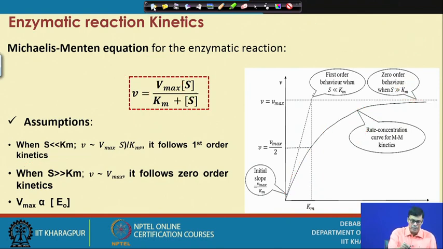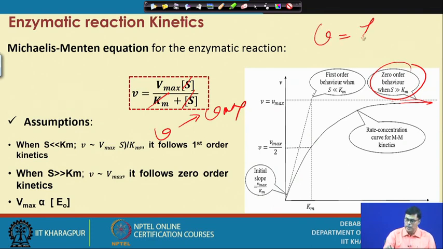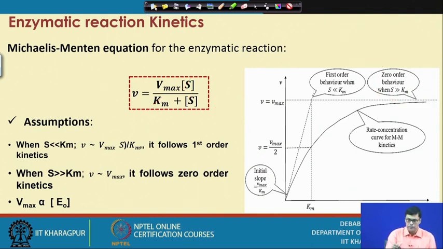Now, in case S is very high, then we can ignore Km, the S will cancel, and V tends to Vmax. This is exactly what happens here. Then what is the reaction? The reaction follows zero order kinetics, because V will be equal to K into S to the power 0. So, zero order kinetics, and the maximum velocity of reaction is proportional to the initial enzyme concentration.